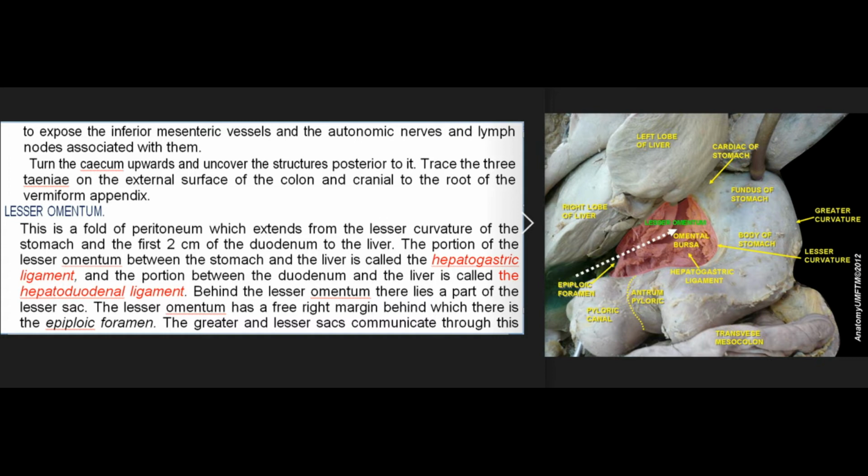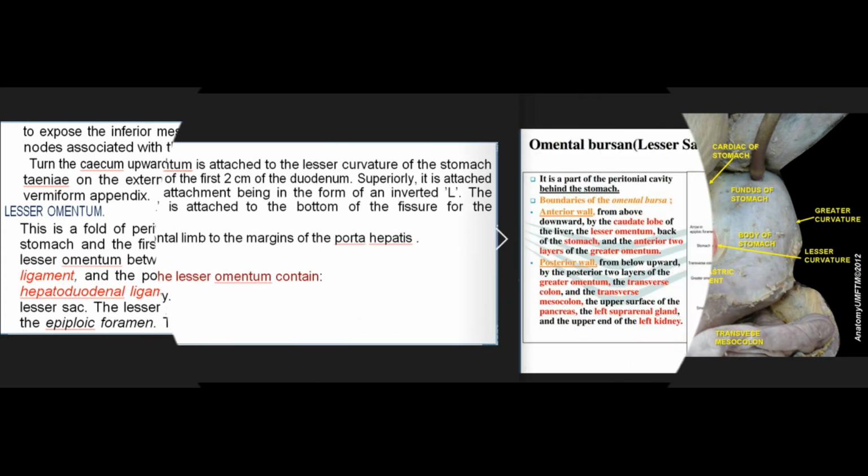Lesser omentum. This is a fold of peritoneum which extends from the lesser curvature of the stomach and the first 2 cm of the duodenum to the liver. The portion of the lesser omentum between the stomach and the liver is called the hepatogastric ligament, and the portion between the duodenum and the liver is called the hepatoduodenal ligament. Behind the lesser omentum there lies a part of the lesser sac. The lesser omentum has a free right margin behind which there is the epiploic foramen. The greater and lesser sacs communicate through this foramen.